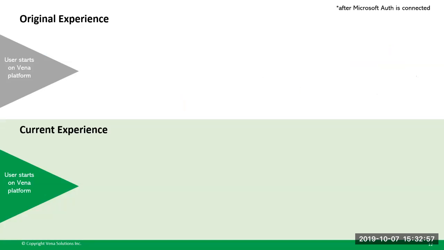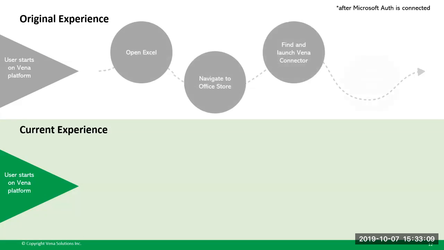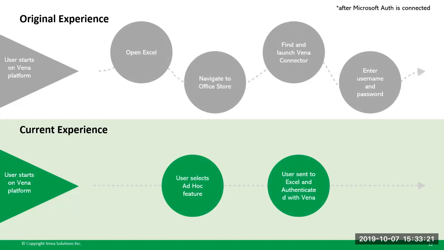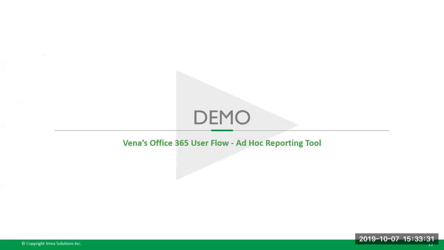So to give a quick preview of what the experience was originally when we built the ad hoc add-in, and then what we've improved it to, which we'll be showing today, I'll show you the steps there. First, the original experience: the user had to open Excel, navigate to the Office store, find and launch the Vena connector in the Office store, and then enter their username and password. We managed to simplify that a lot. Simply, they select the ad hoc feature on the front end, and then the user is sent to Excel and automatically authenticated with Vena. So, a quicker process. And without further ado, let me show you how that works.